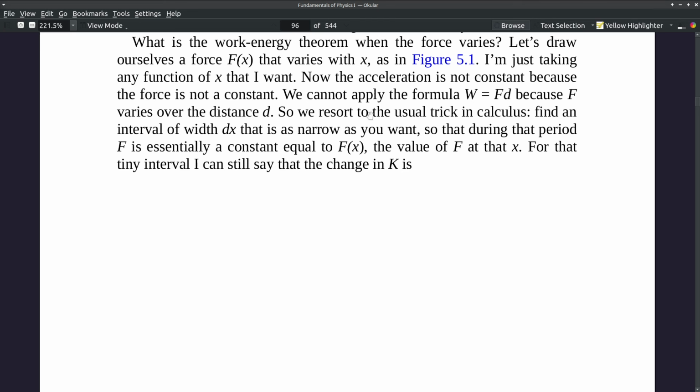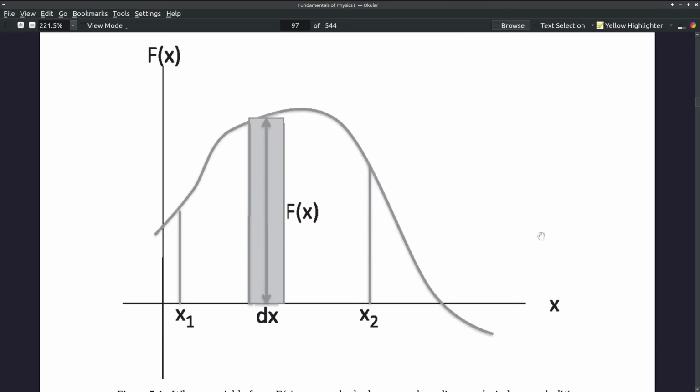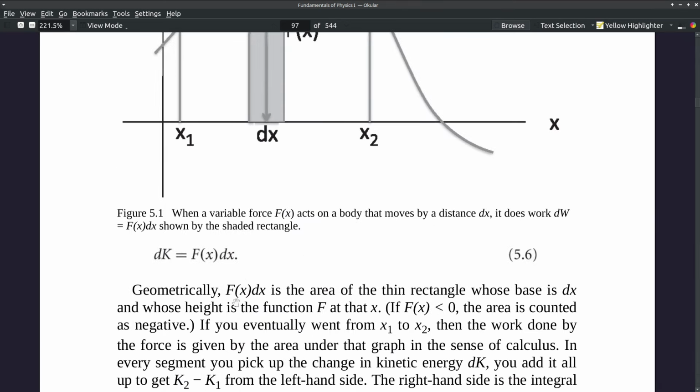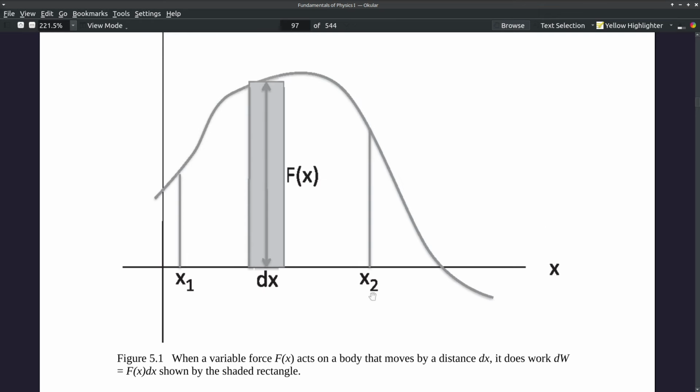So we resort to the usual trick in calculus. Find an interval of width dx that is as narrow as you want, so that during that period F is essentially a constant equal to Fx. The value of F at x for that tiny interval, I can still say that the change in K is, figure 5.6.